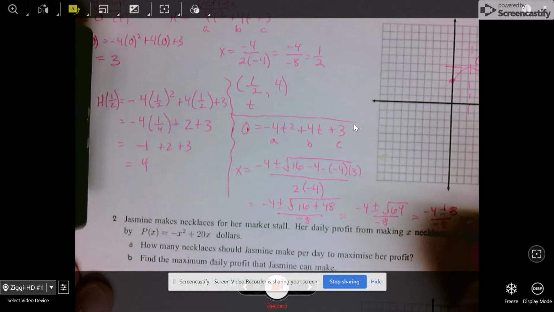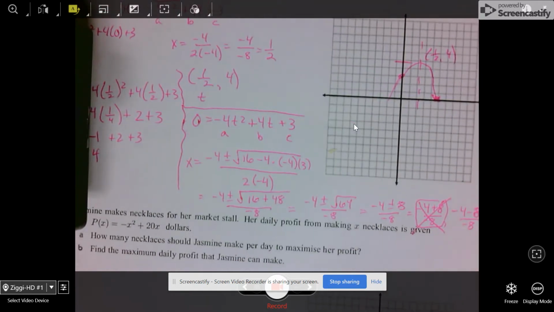I don't know if you can see that or not. We need to do the second one. So that's negative 12 over negative 8, which reduces to 3/2. So after 1.5 seconds, he hits the ground.